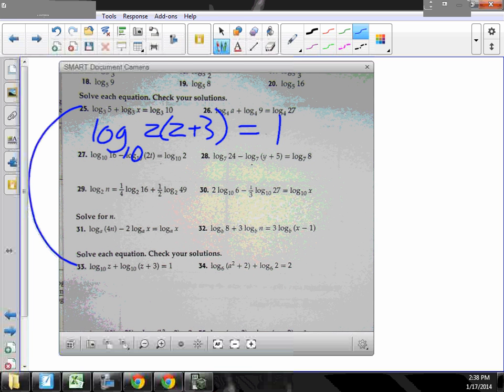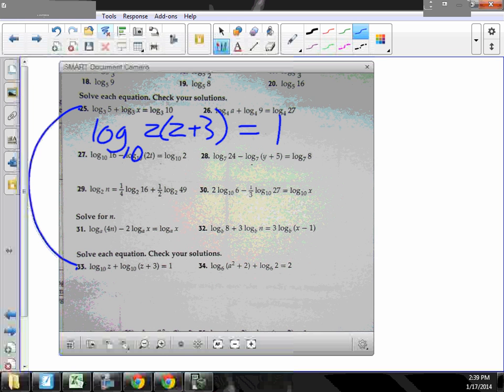Well, okay, yeah, we'll get to that. What's the difference between number 25 and number 33? It doesn't equal a logarithm. Can I drop the logs? No, because I only have one. I need one on each side in order to drop it. So, how do I solve that?